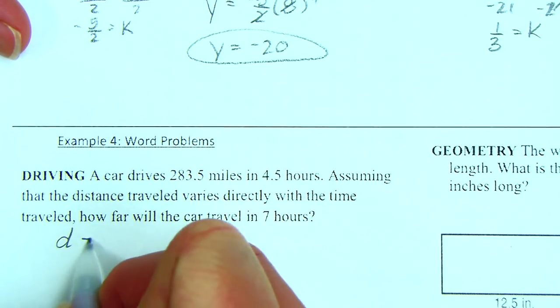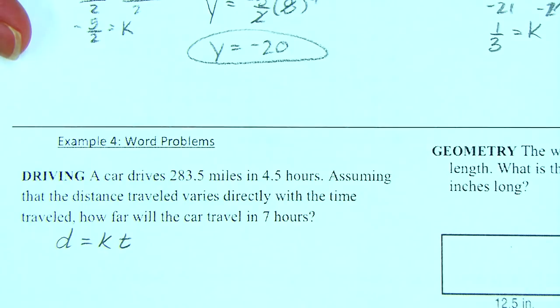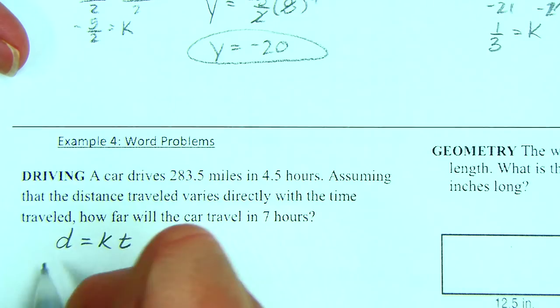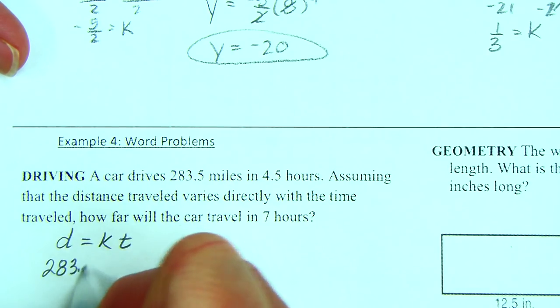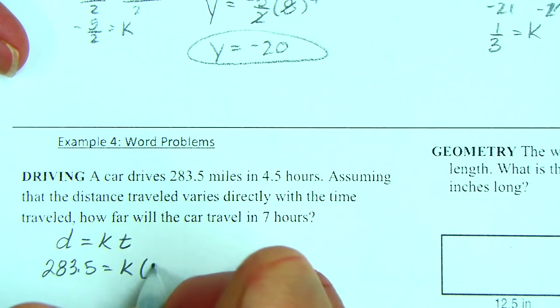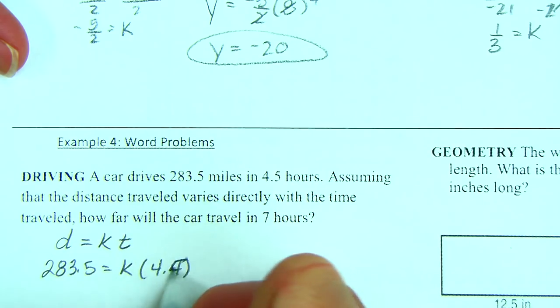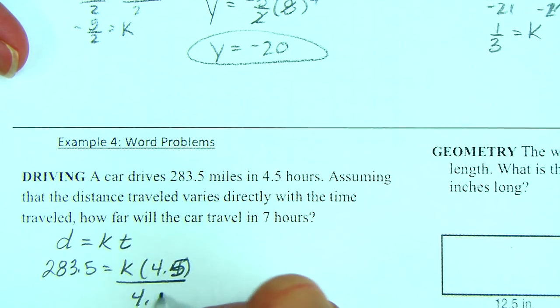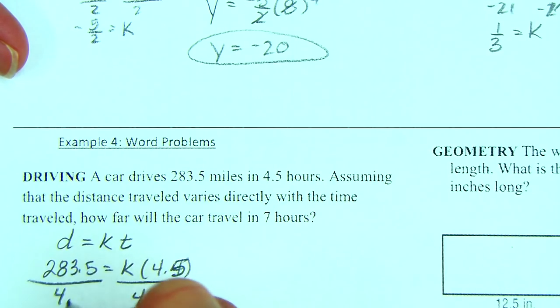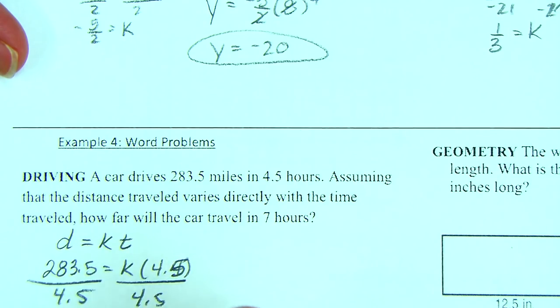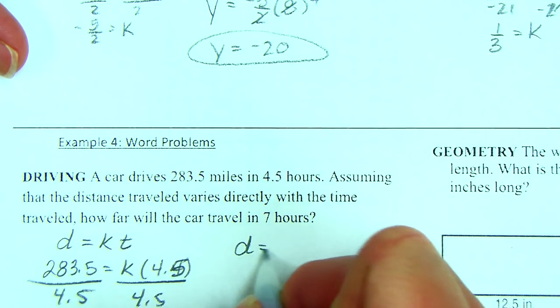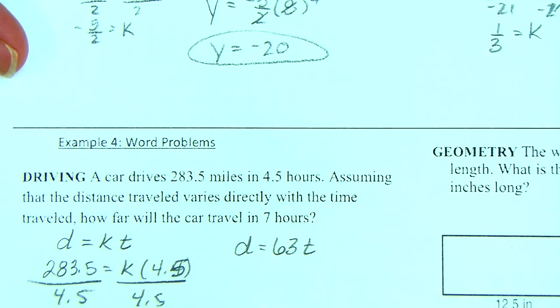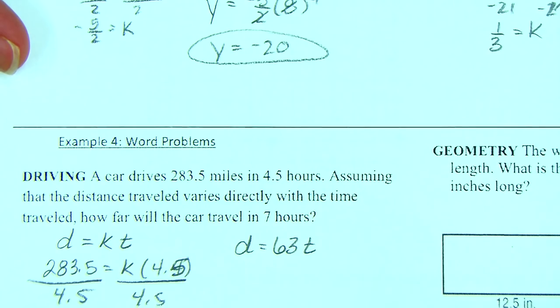So distance varies directly with time. Notice how I put d and t instead of y and x. No big deal. I have 283.5 equals k times 4.5. So when I divide by 4.5, you will get 63. So my equation is distance equals 63 times time. In other words, she's driving 63 miles per hour.